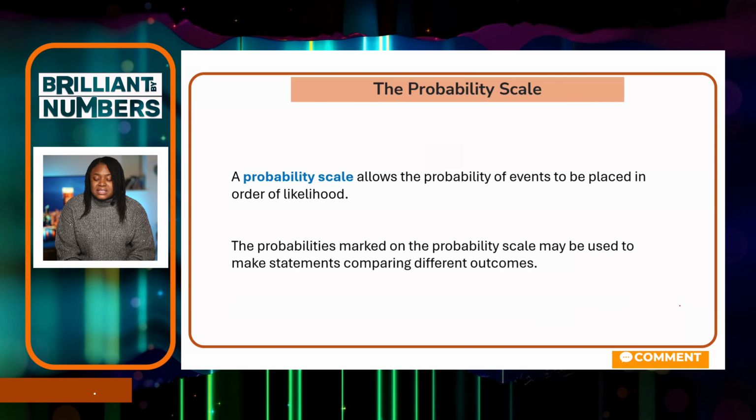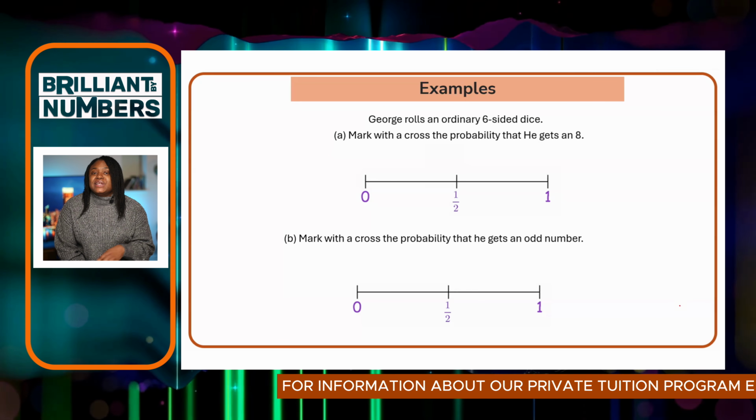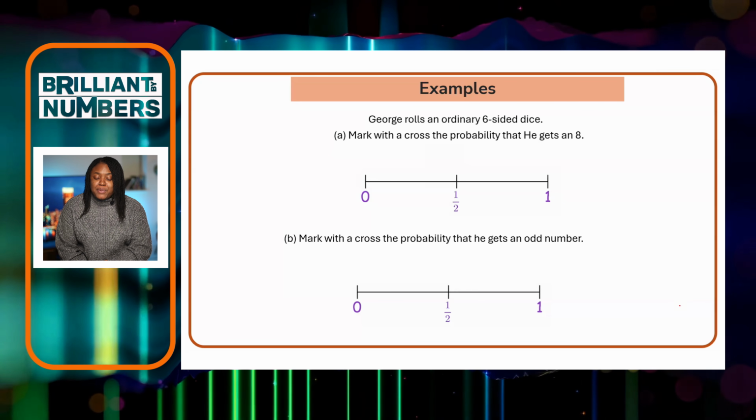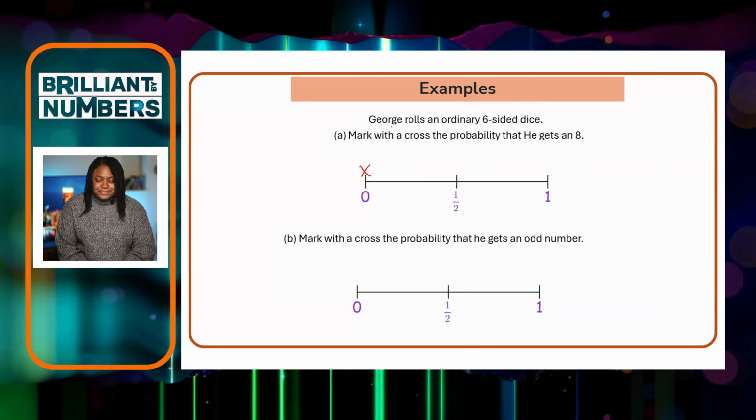So we're told here that George rolls an ordinary 6-sided die. We're asked to mark with a cross the probability that he gets an 8. So it's an ordinary 6-sided die. Clearly there is no number 8 at all. So we know that it's going to be impossible to happen, and we also know that impossible is 0 on my probability scale. So therefore, I'm just going to put a cross at 0 for 1 mark.